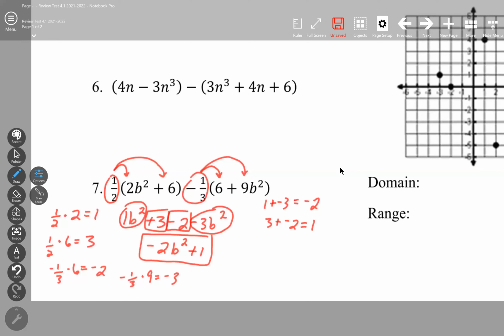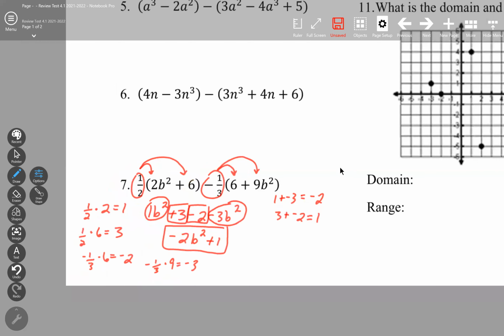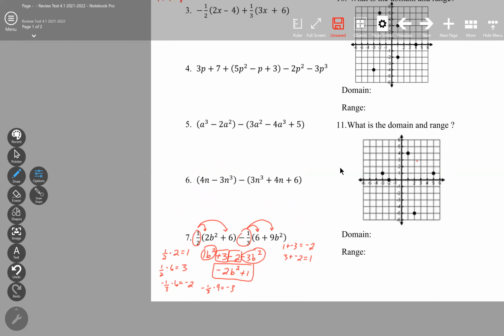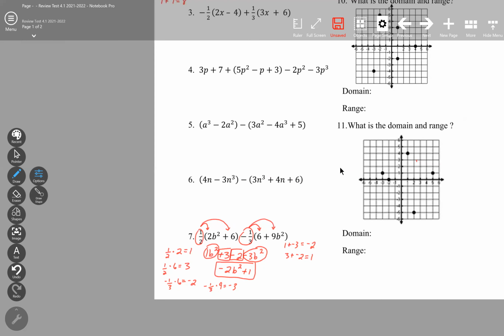My next question that I will go over with you all is number 8. And going over number 8 is going to help you on questions like 6 and 5.